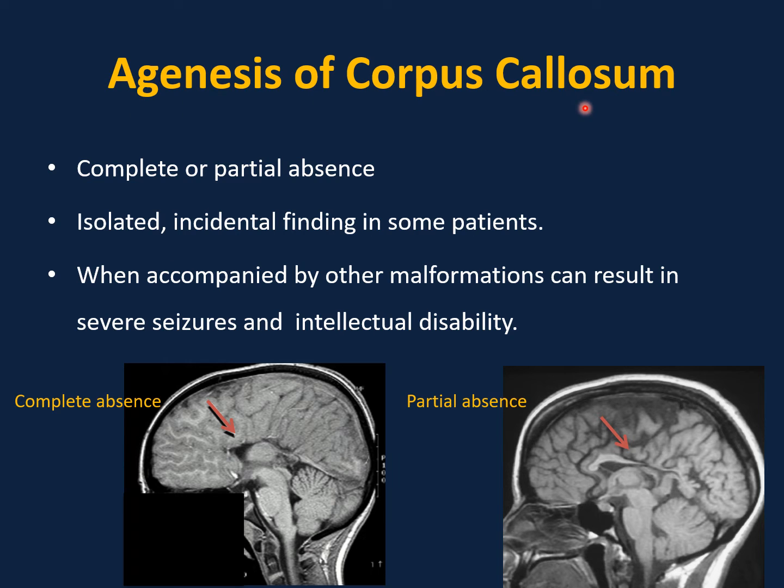Agenesis of the corpus callosum, from the name, is a complete or partial absence of the corpus callosum. This can be an isolated condition and also found incidentally on head imaging studies done for other reasons. When accompanied by other malformations, it can result in severe seizures and intellectual disability. This is complete absence of the corpus callosum, and this is partial absence of the corpus callosum. It should be circling like this. This part is missing.